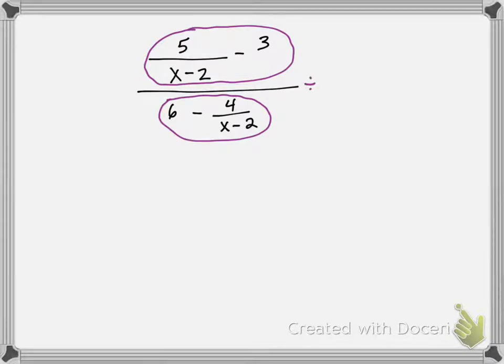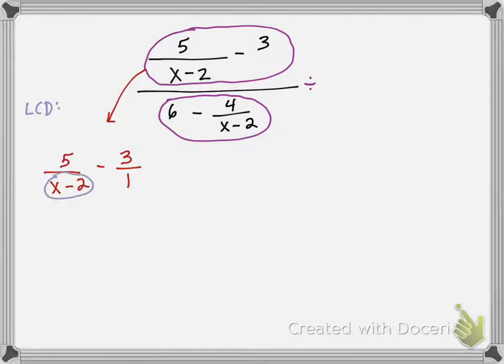All right, so let's focus on the numerator first. So I have 5 over x minus 2 minus 3. And because the first one's a fraction, let's make the 3 a fraction by putting a 1 under it. So in order to subtract these, I need to have common denominators. So let's find the least common denominator.